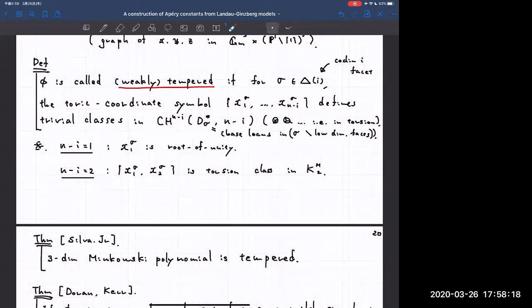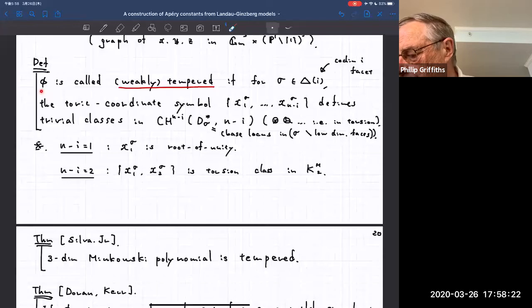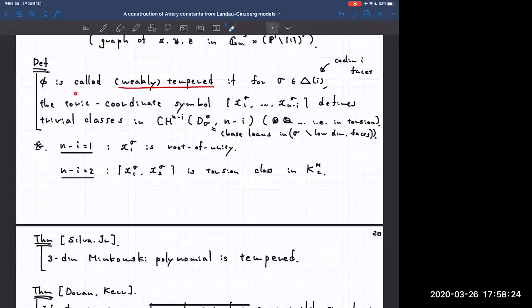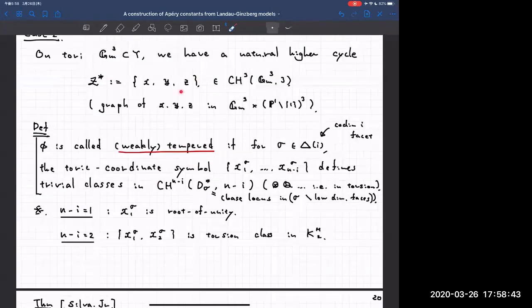Okay. So here, I want to introduce a weaker version of the given Laurent polynomial phi, called weakly tempered, if for each codimension 1 facet sigma, the toric coordinate symbol given locally on this facet, {x1 sigma, ..., x_{n-1} sigma}, if we define the trivial class as this in the higher Chow cycle CH^{n-1}(D_sigma, n-1), then it is called weakly tempered.